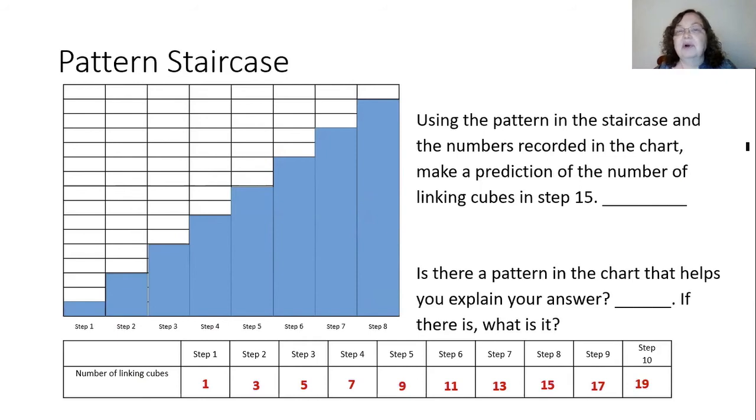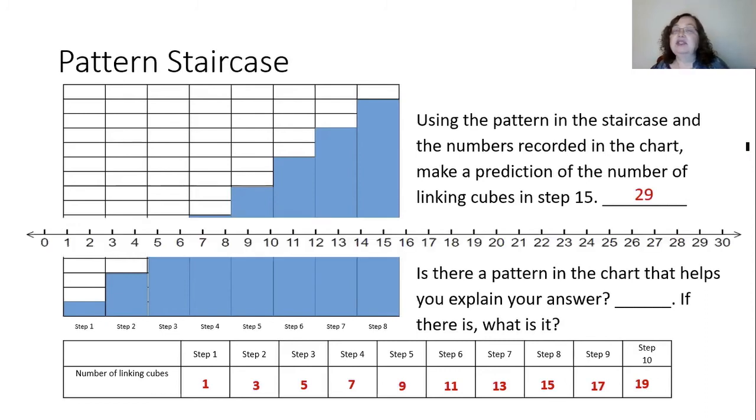Let's look at these words. Read it out loud with me. Using the pattern in the staircase and the numbers recorded in the chart, make a prediction of the number of linking cubes in step 15. Oh my goodness. Well, I could build it, right? I said 29, and let me show you how I reasoned it out.